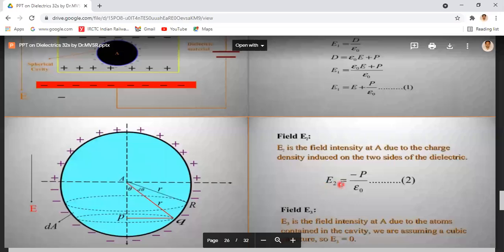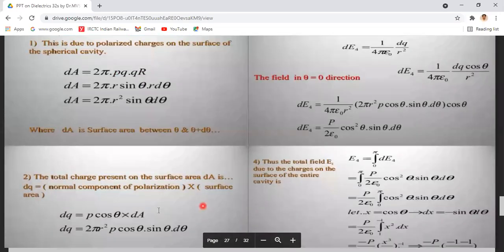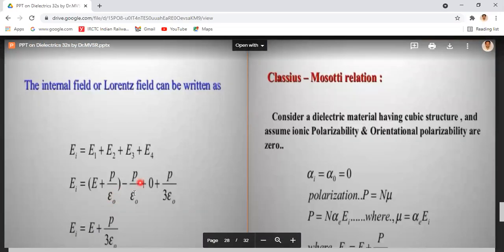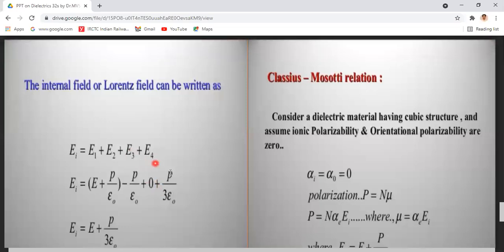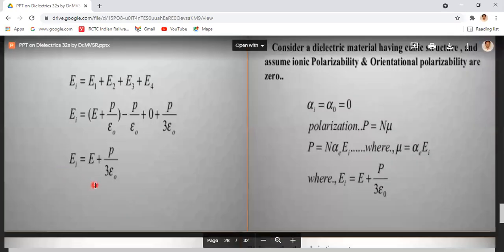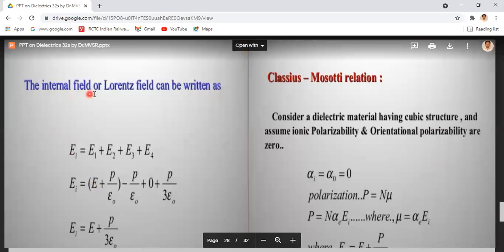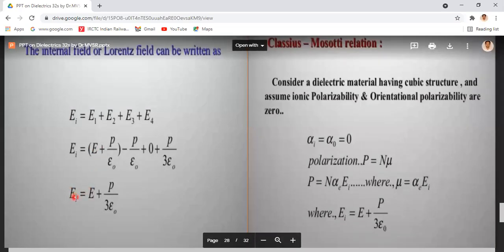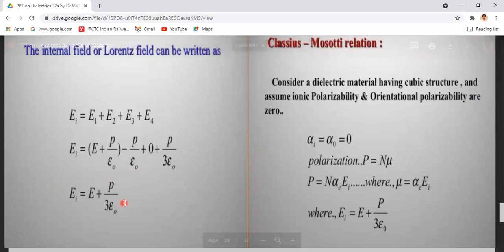Equation 2 gives E2 is equal to minus P by epsilon naught, and E3 is nothing but 0. E4 is nothing but P by 3 epsilon naught. So minus P by epsilon naught plus P by epsilon naught cancel. So the expression for internal field or Lorentz field or local field is given by EI is equal to E bar plus P by 3 epsilon naught. This is the expression for internal field or local field of an atom in a dielectric material.